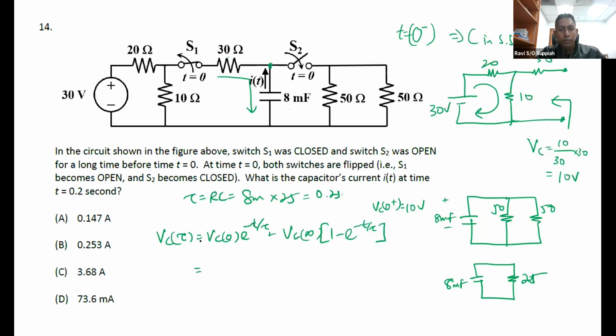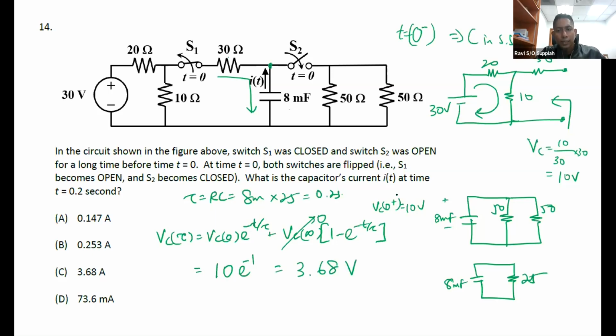Okay, so what is Vc(0)? Vc(0) is 10, times e to the power of minus 1. What is Vc(infinity)? Vc(infinity) means if I let it discharge for a long time, correct? Effectively it will go to 0, so I don't need to worry about this. So the voltage I'll get is 3.68 volts.